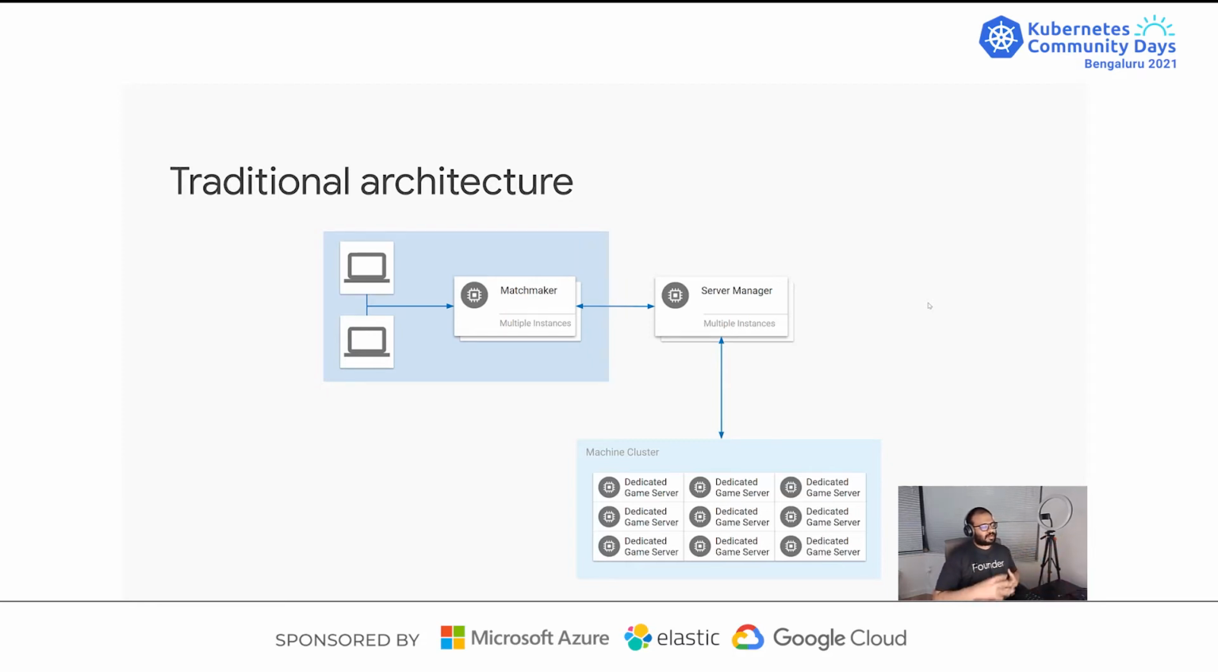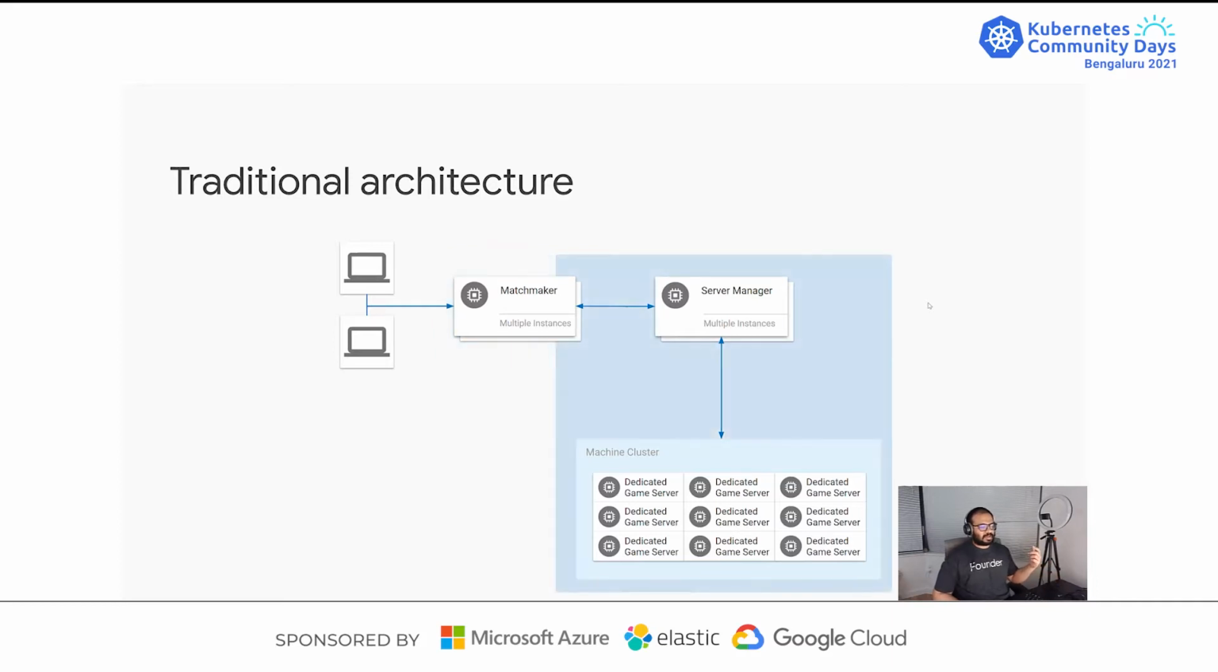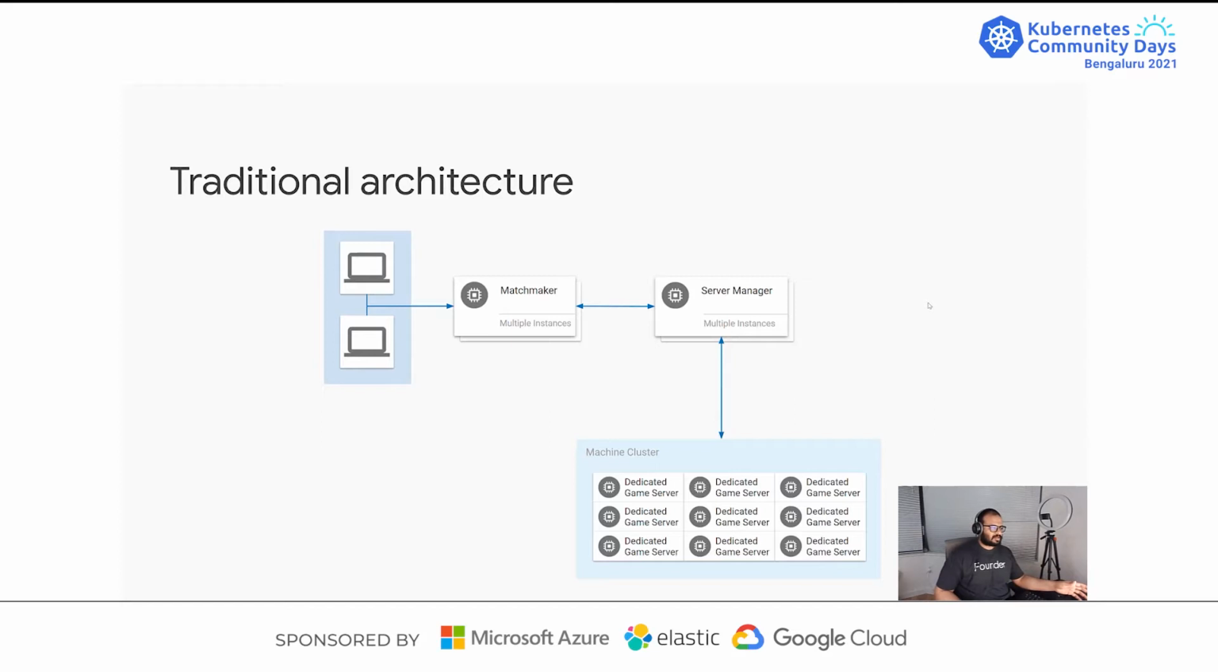The matchmaker sends the request to the server manager. The server manager understands what machine clusters are available, picks a dedicated game server within that, and sends the information back to the clients which want to connect. The reason this is different from your web server is that in this case, you need very low latency when a player is actually playing a game. So a dedicated game server is picked from the machine cluster, and the port is given back to the clients, which will be able to connect to a particular game server and start playing the game. And this is the overall workflow.